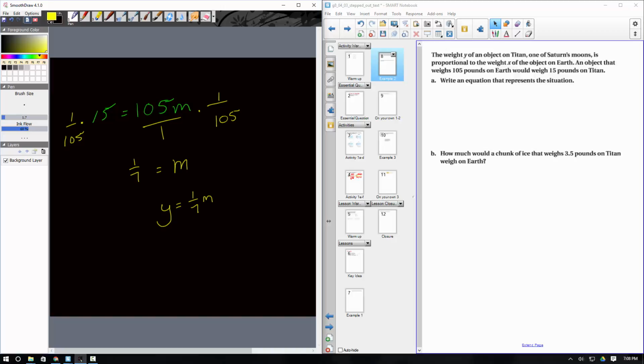So it says, imagine that a chunk of ice weighs 3.5 on Titan. How much would it weigh on Earth? Well, it's going to weigh 7 times more, won't it? So I'll put in 3.5 equals 1 over 7 m. I want to get the m by itself, so I'll multiply both sides by 7 over 1. In this case, m equals 24.5.